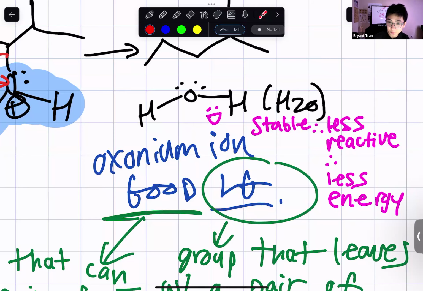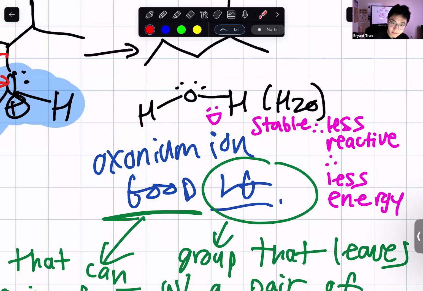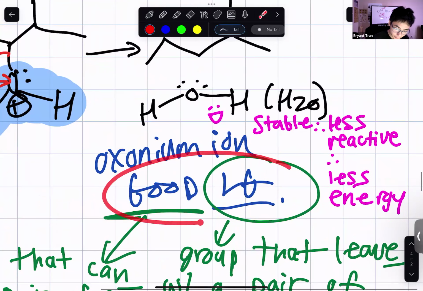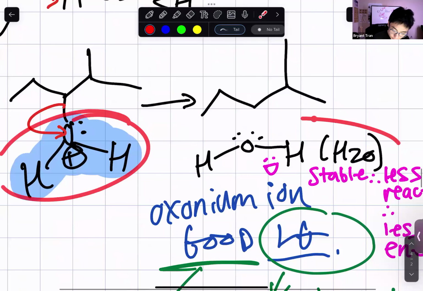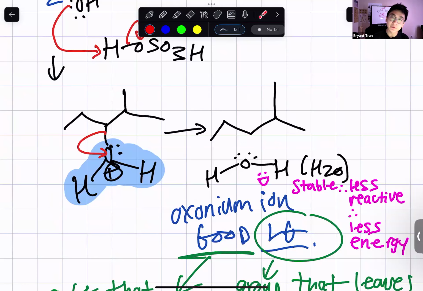If it was a bad leaving group, that means that this leaving group here that just left would be extremely unstable, making it highly reactive, highly energetic, which means that it's going to want to come back and attack and go back to where it was before. And that's a bad leaving group because it's extremely reactive when we kick it out. But when we kick this group out, it's stable, making it a good leaving group.